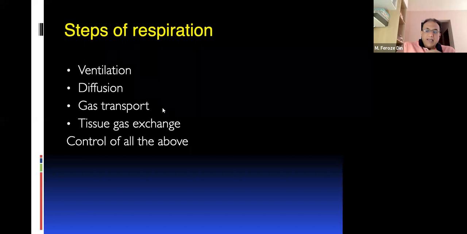Once the gases are in the blood, they have to be transported. Oxygen has to be transported from the lungs to the tissues, because that's where oxygen has to be delivered. And carbon dioxide, on the other hand, has to be transported from the tissues to the lungs so that it can be blown out, so to speak. That process is called blood gas transport, and we shall see how that works in due course.